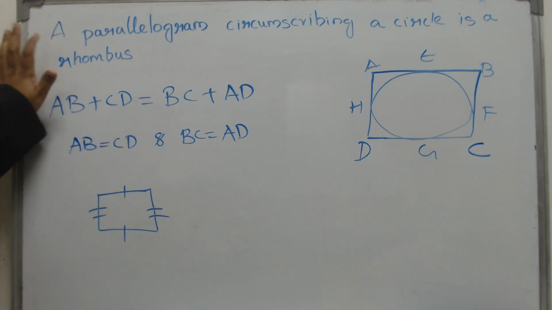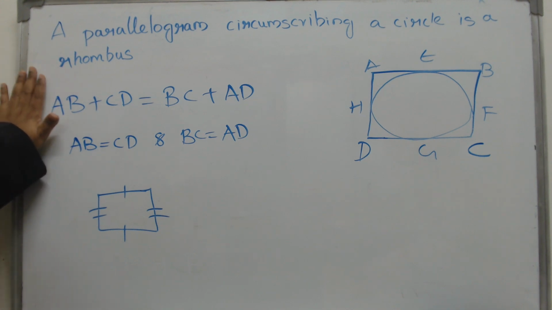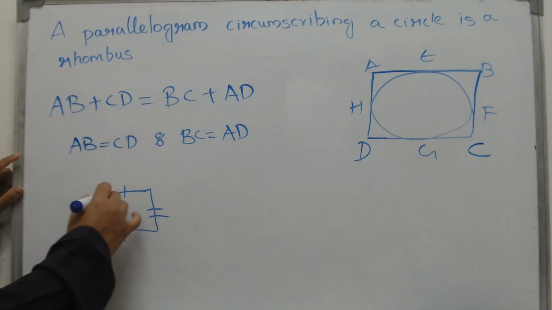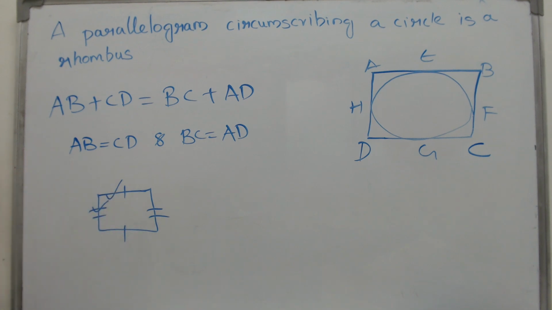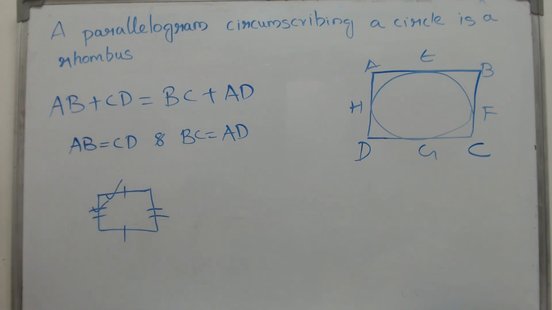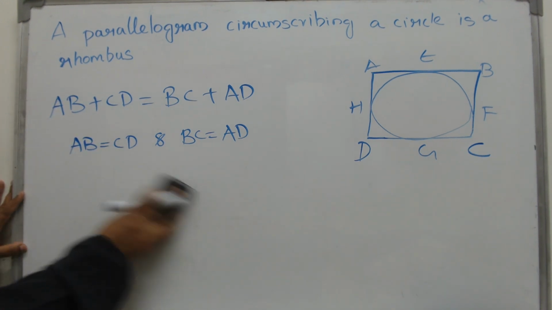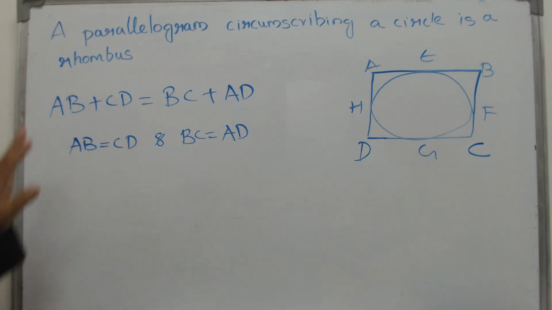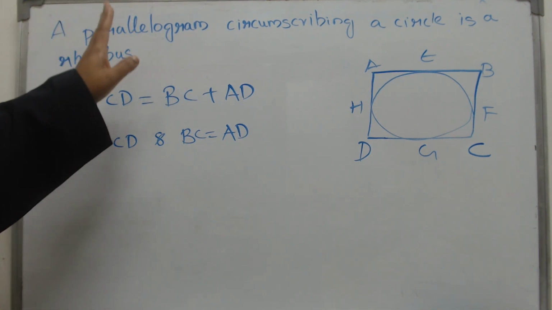So to prove a parallelogram is a rhombus, won't it be enough to prove that the adjacent sides are equal? So if the adjacent sides are equal, that means all the 4 sides are equal, right? So that is what we are trying to prove here. We have a special kind of quadrilateral.